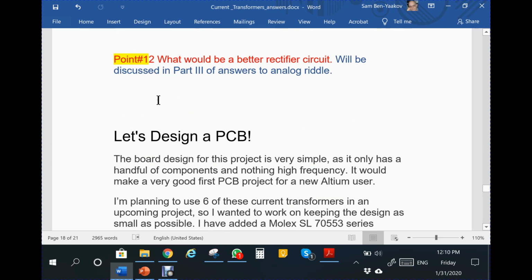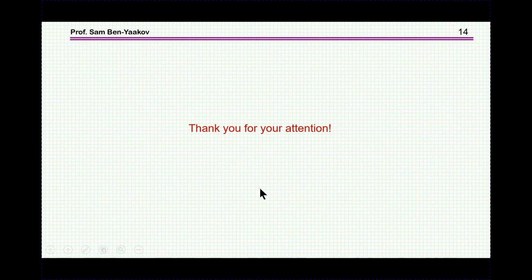So let's move now to the last point, which is point 12. And the question was, what would be a better rectifier circuit? Well, I'm not going to cover it in this video. It's going to be detailed and discussed in a forthcoming video, in which I'll also show different types of rectifier topology. So this brings me to the end of this presentation.